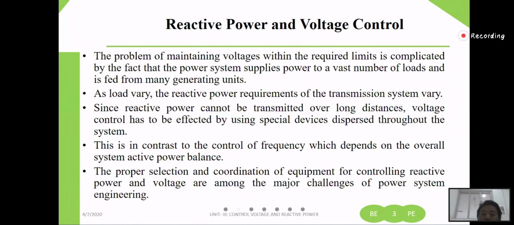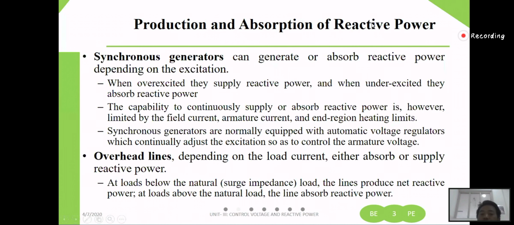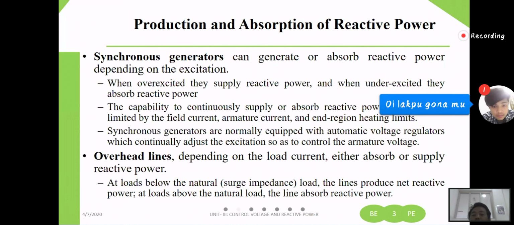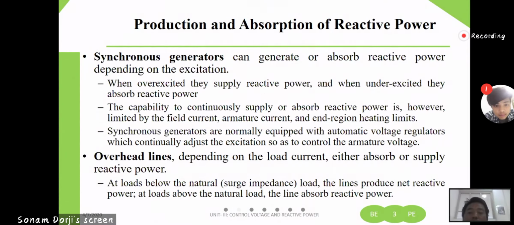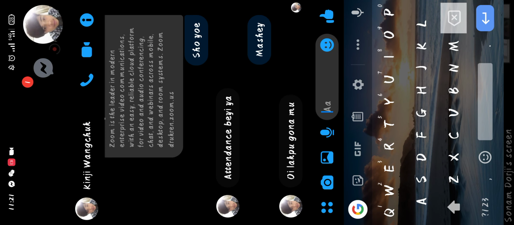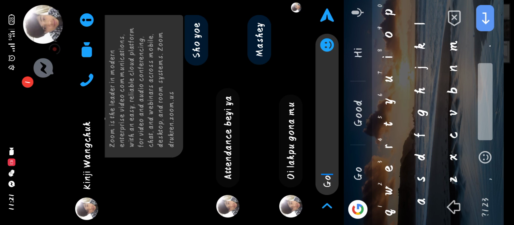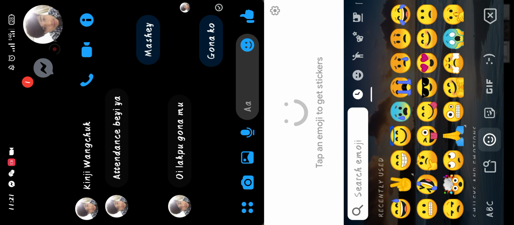Now let's see production or generation and absorption of reactive power: which one will produce and which one will absorb the reactive power. Before we control the voltage, we'll see which devices will generate and which devices will absorb the reactive power. These are the basic devices or equipment used in the power system.